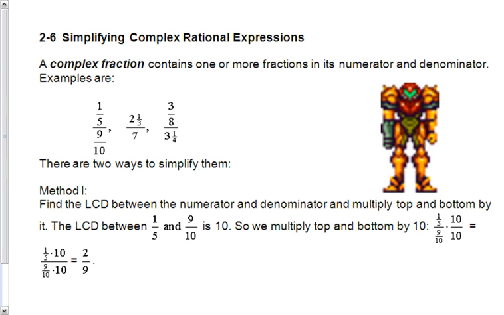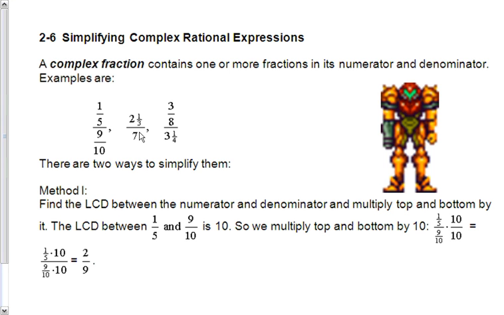Alright, now this one we're going to do our complex rational expressions. A complex fraction contains more than one fraction. Think of something divided by something, a fraction divided by a fraction. There's two ways to solve these, and these are all examples. See how this one is a fraction over a fraction? It's the most common one.